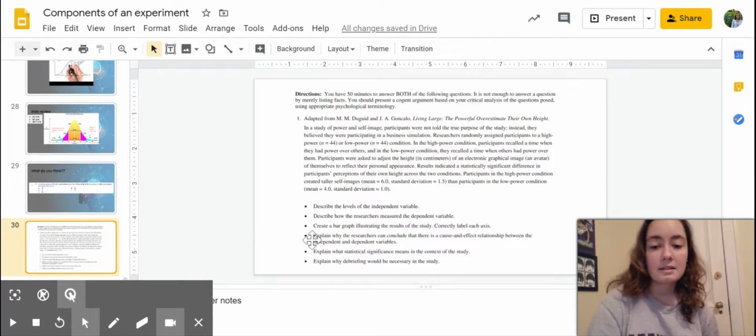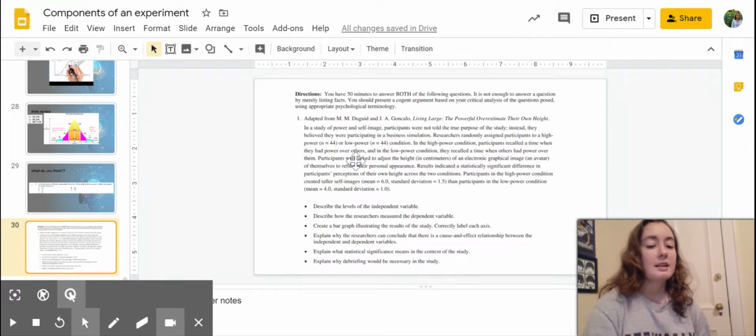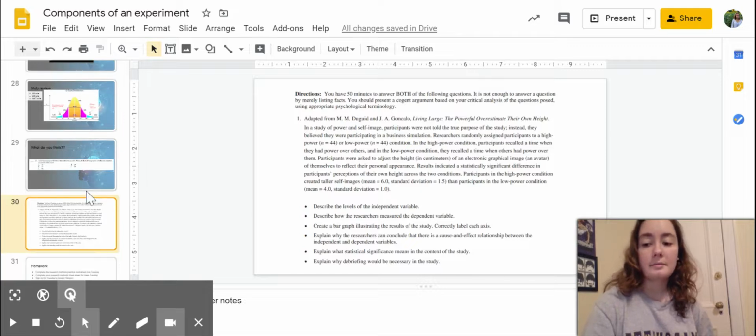So that's an example. We also see some ethical concerns here. Why is debriefing necessary in this study? Ideally, you're reading through and you see they used deception, and debriefing and deception go hand in hand. So that's an easy rule of thumb as well.